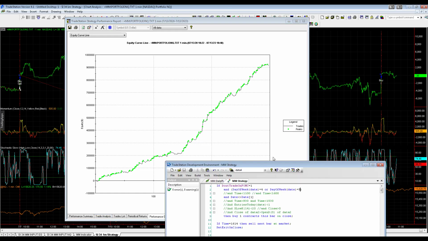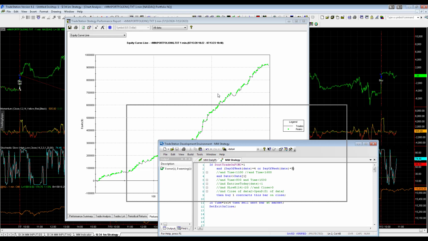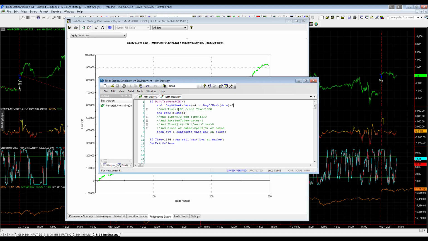And let's think about what else we could test. How does this strategy work each hour of the day? You could test that. Let's turn this off and say time is greater than 9:30 and time is less than 10:30. And then if time is equal to, if its strategy enters at 10:30, you don't exit at 10:31.